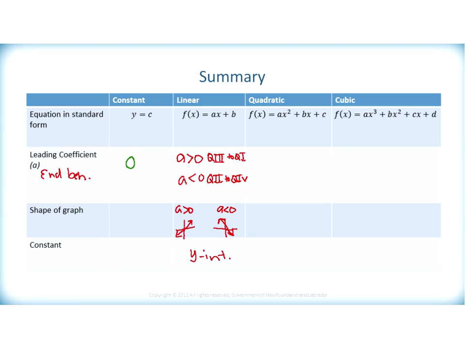The shape of the graph of a constant would be a horizontal line. Something like this. And the constant, of course, would also be the y-intercept.